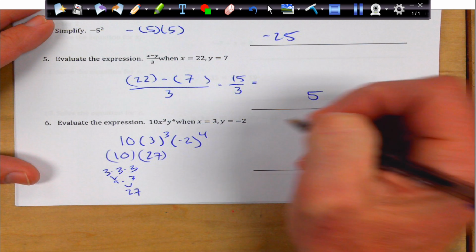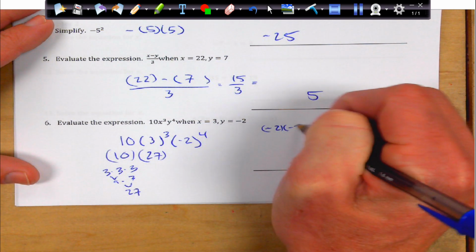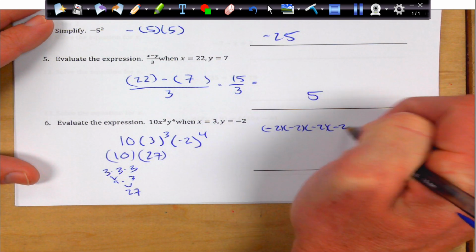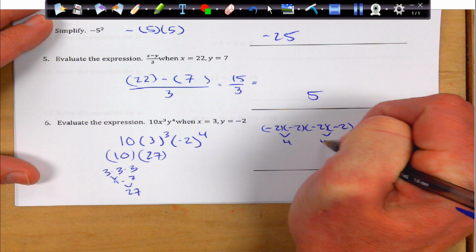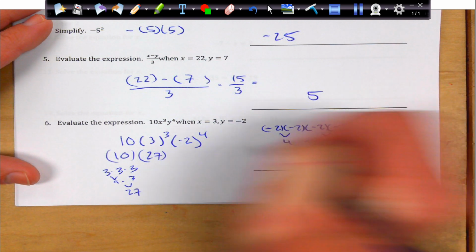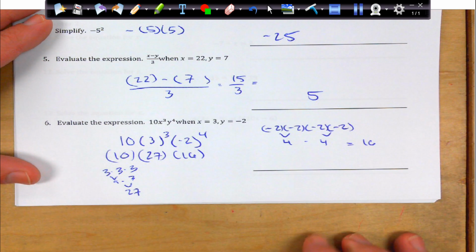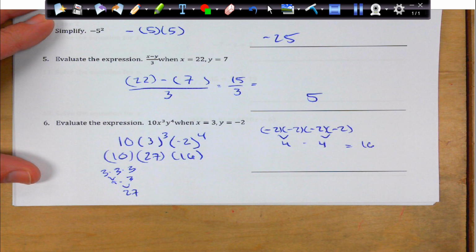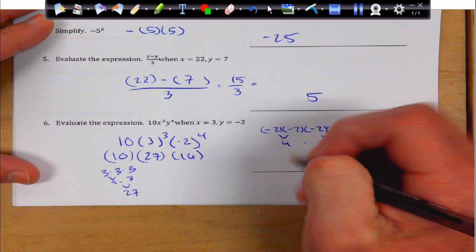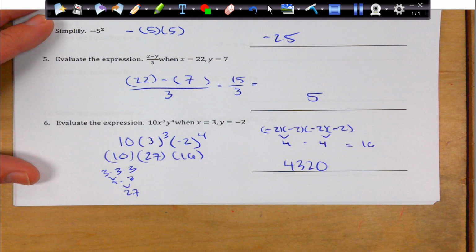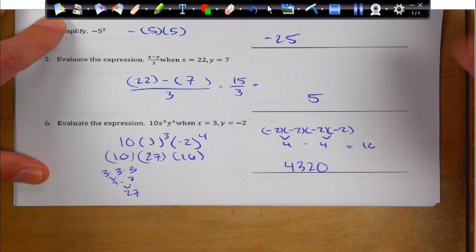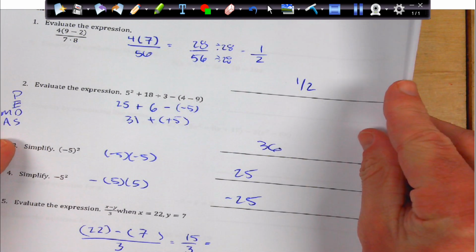And then negative 2 times itself. That's going to be positive 4, and then 4 times 4 is 16. So basically all those values, we can multiply by each other in our calculator, and we get 4,320. All right, next page.